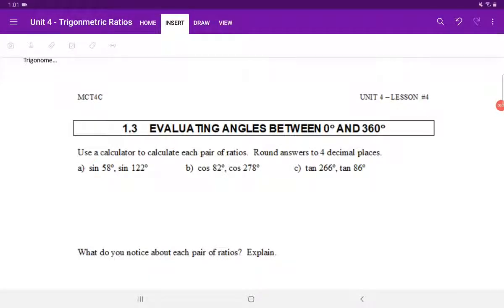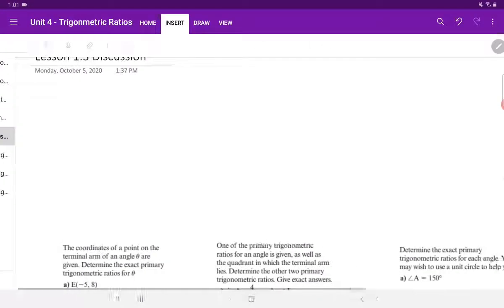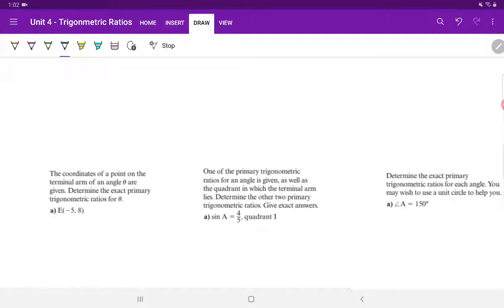All right, so in this lesson, section 1.3, the topic will be evaluating angles between 0 and 360. So really almost the exact same thing we did in our last lesson with just one important difference. In our last lesson, we looked at questions where we were given perhaps coordinates on a Cartesian plane, and we had to find the trigonometric ratios for those coordinates.